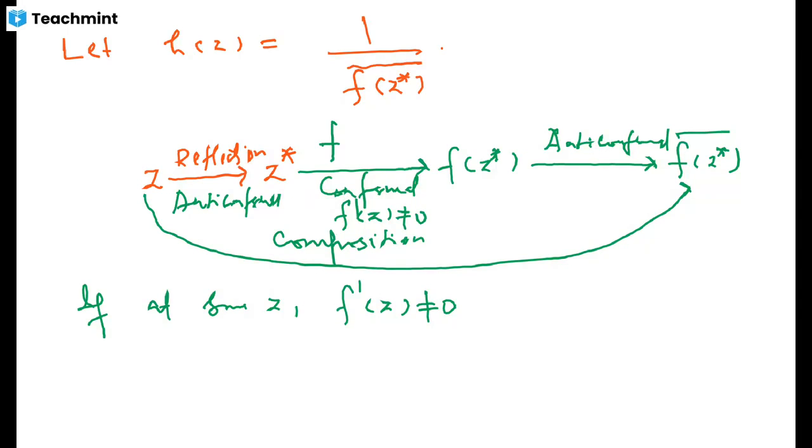Then we see that this function h, being made up of two anti-conformal maps and a conformal map at the point where the derivative is non-zero, is a conformal map, and it can be seen that it is differentiable also, because f is differentiable and all the other compositions, this z star, are differentiable functions.